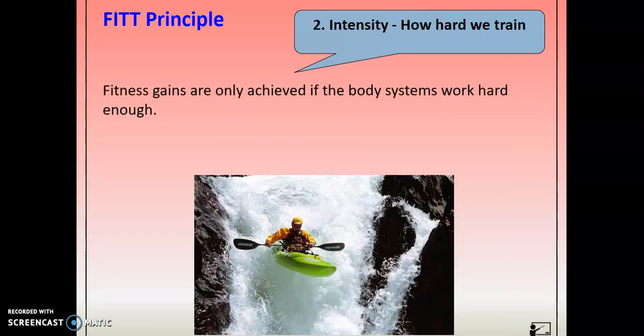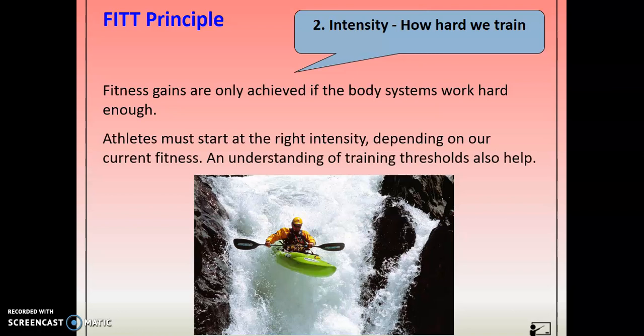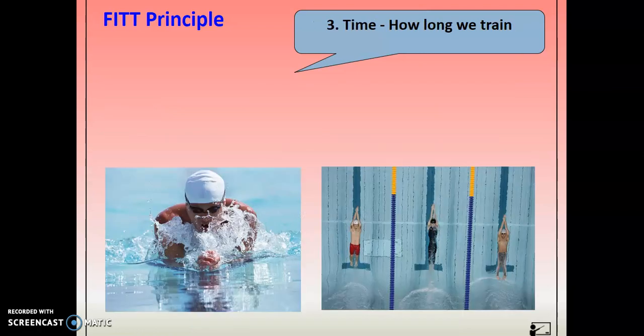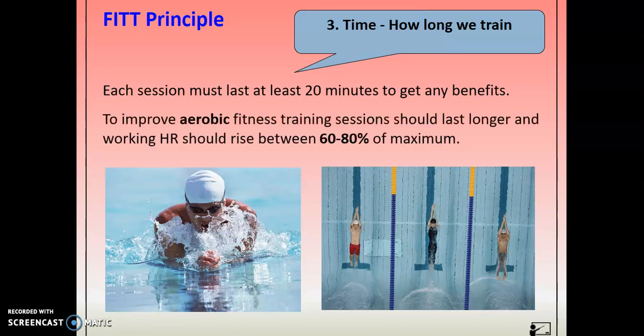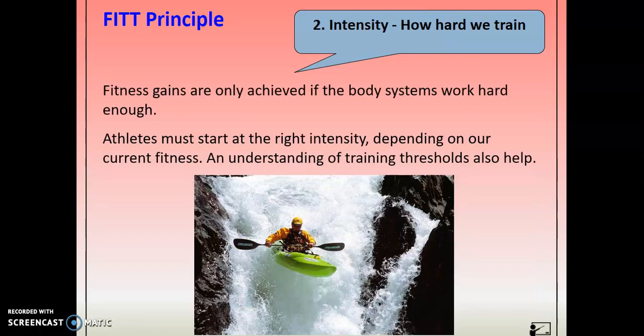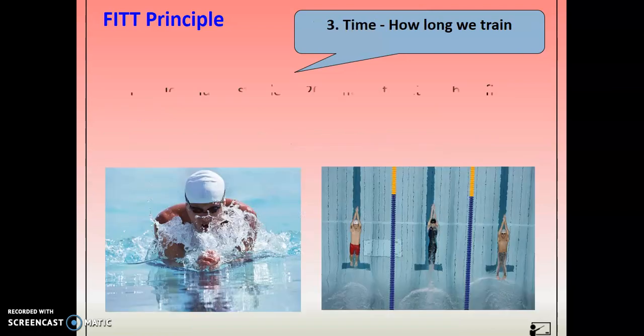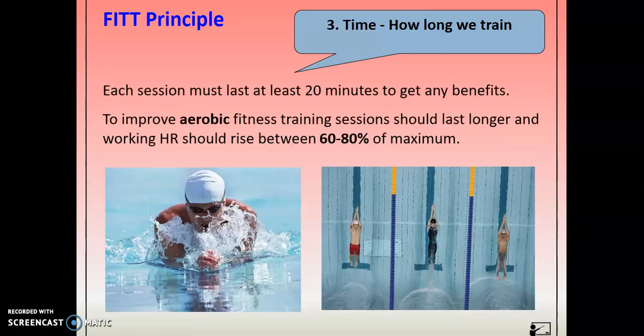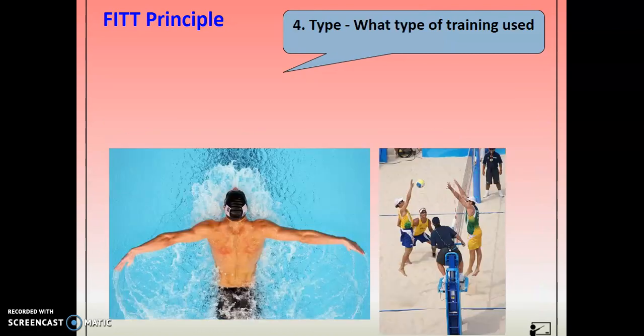Intensity, how hard you train. So making the training harder each time is one way to progress it. A good way to measure intensity as well is using heart rate, to measure how hard you're actually working. So time, how long you train for. So each session really wants to be 20 minutes. If you're focusing on cardiovascular endurance, obviously you're going to be doing things for longer lengths of time.